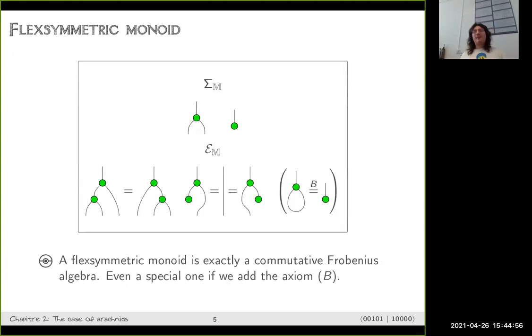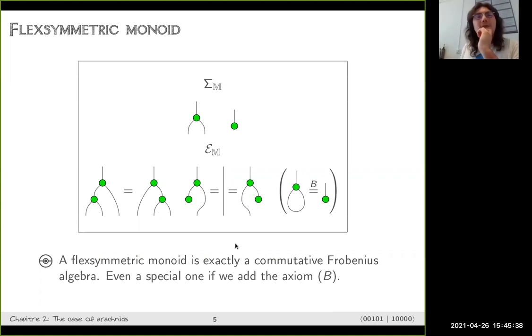Okay, so let's look at an example. So here is the flexsymmetric graphical language of monoids. So you see, I think you know this. You have the unit, you have the multiplication, you have the associativity equation, and you have the unit equation, the unit rule. But this is a flexsymmetric graphical language. So you also know that you have a cap, you have a swap, and those two generators, the unit and the multiplication, need to be flexsymmetric. And it might be easy for some and not for others, but in fact, a flexsymmetric monoid is exactly a commutative Frobenius algebra.